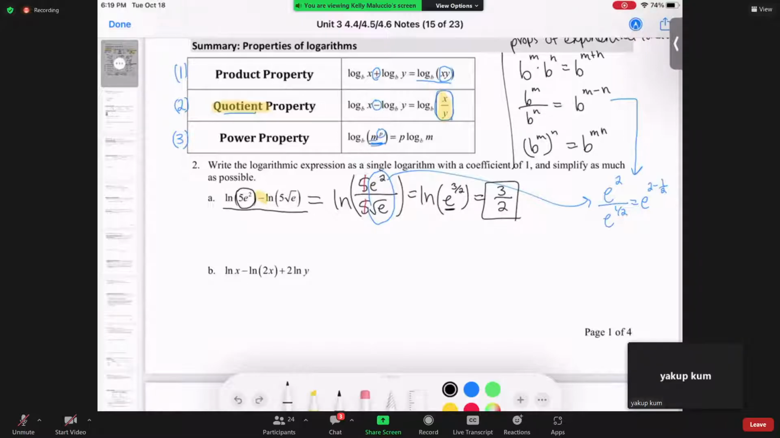Oh, are you talking about part A? Oh, yeah. So yes, it does matter. So the one that's subtracted is this one. And so that has to go in the bottom. Does that make sense? Okay.